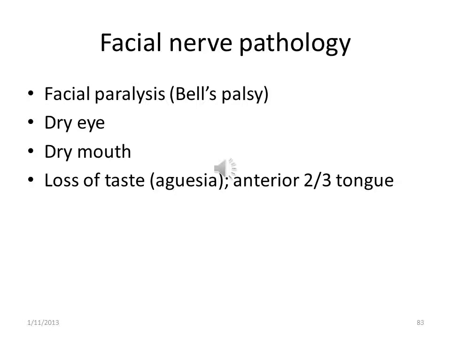Damage to the facial nerve results in the following signs and symptoms. Facial paralysis, or paralysis of muscles on one side of the face. This is a condition called Bell's palsy. I'll say more about that on the next slide. Also, because the facial nerve contains neurons that produce both tears and saliva, dry eye and dry mouth on the side of the injury are also evident in facial nerve damage. And there is loss of taste, a condition called ageusia, on the anterior 2/3 of the tongue.